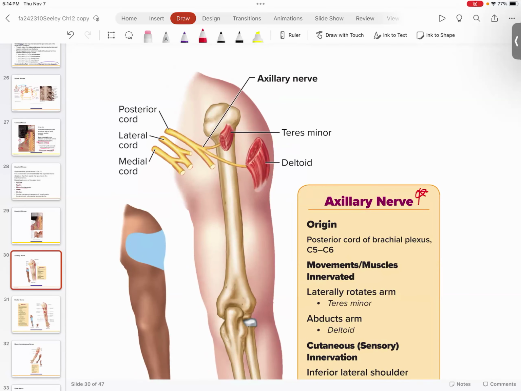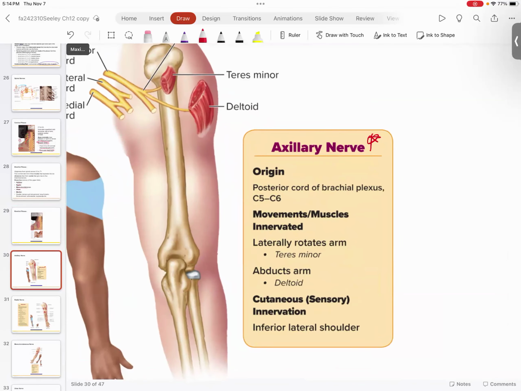So this one is basically coming from C5 and C6. So if you take a look at the axillary nerve, C5 and C6 are basically joining in the trunk, and then they'll form a posterior portion ultimately that will merge and become the axillary. So this is just showing you where that original source was.